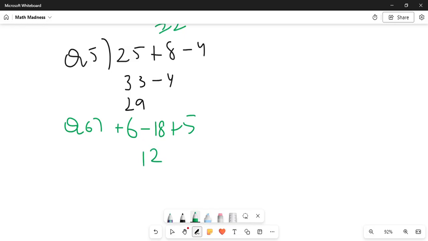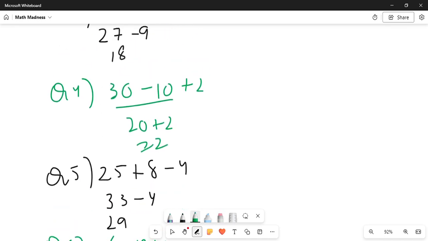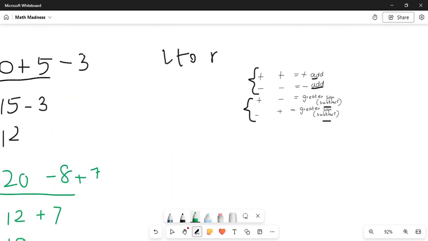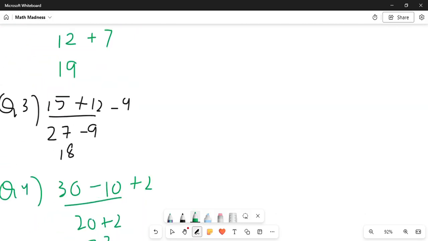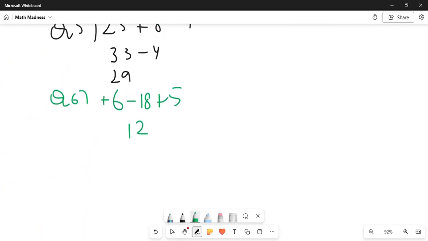Now we have two options. We can either plus 12 or minus 12. So which one to write here? If you remember the rule, if you have different signs, then you have the greater number sign. So the greater number here is 18, and the sign with the 18 is minus. The sign always comes first. So here's minus 12 plus 5 again.